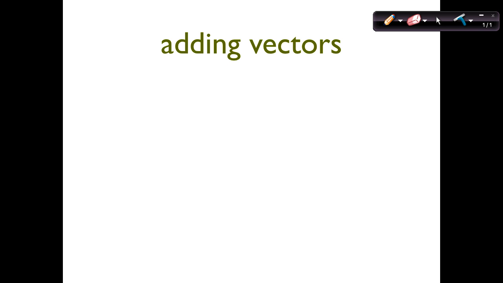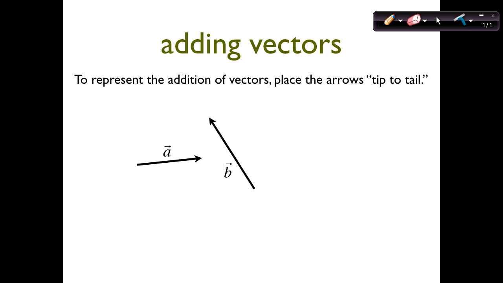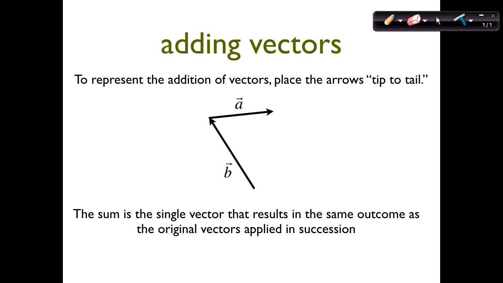Sorry. Okay. Adding vectors. So here's two vectors, A and B. I'm going to add them together. To do that, we're going to think about placing the arrows tip to tail. We just said you can move a vector without changing it, right? So if I were to move vector A so its tail is at the tip of B, then the sum that I'm representing is B plus A.